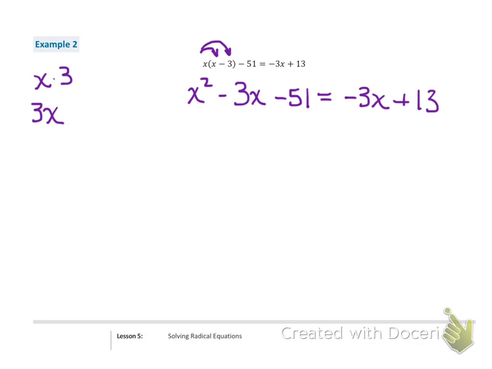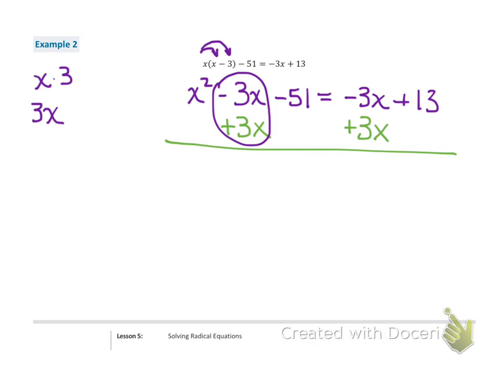All right, so now, switch colors. I notice I have a negative 3x on both sides of this equation, so I want to get rid of that term, and I can do that by adding 3x to both sides. So negative 3x plus 3x becomes 0 on both sides of the equation. So we're just left with x squared minus 51 is equal to 13.